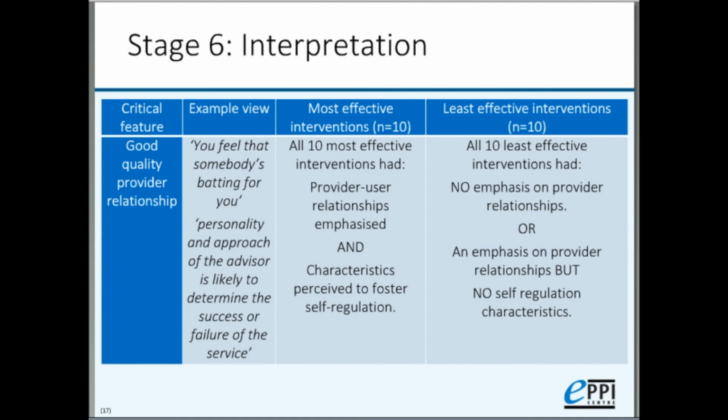In the following columns, we describe our most effective and least effective interventions. So all 10 of the most effective interventions had provider-user relationships emphasised and supported, as well as characteristics perceived to foster self-regulation, such as the directly provided exercise sessions. And all of the least effective interventions either had no emphasis on provider relationships or some emphasis on that, but none of the conditions that were theorized to support self-regulation.